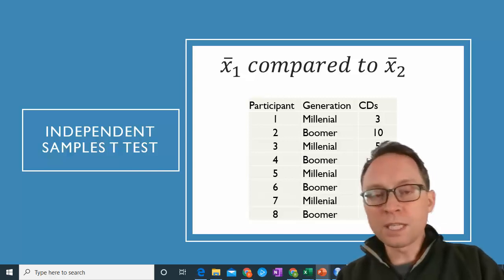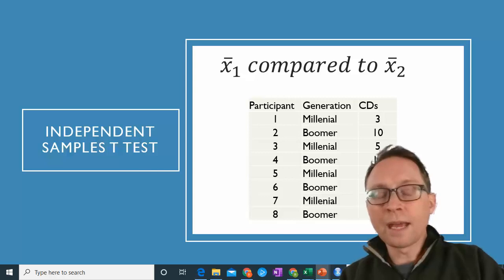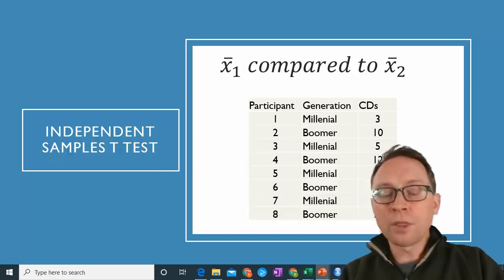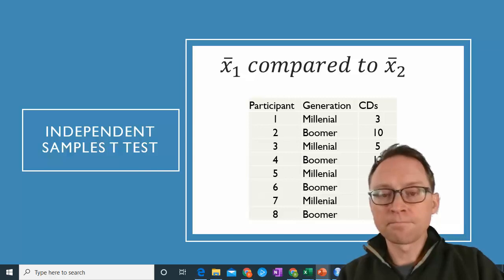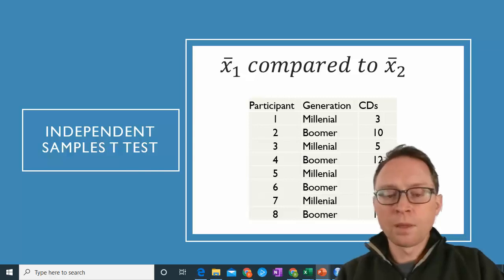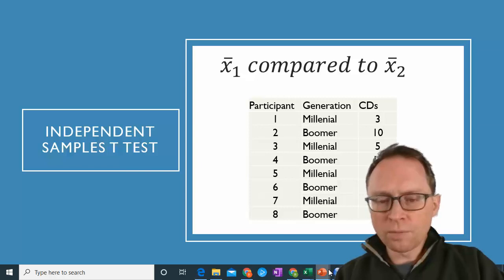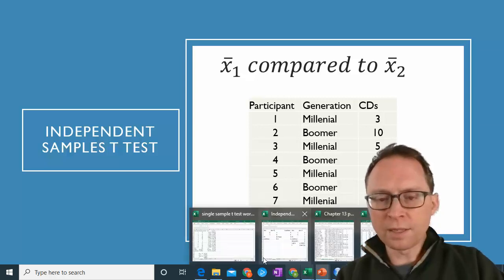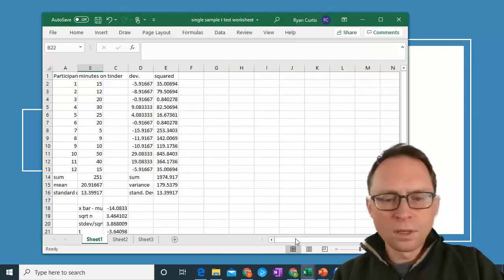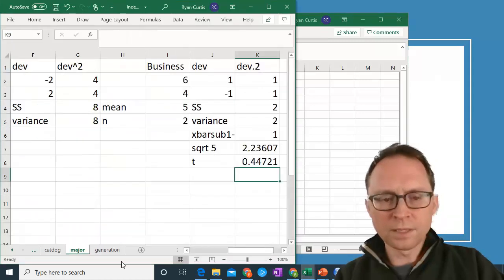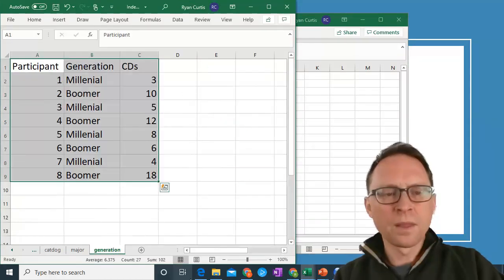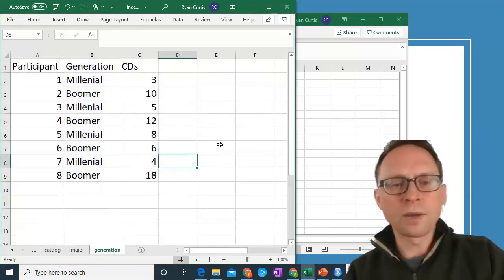Now that you calculated the T, go ahead and see whether or not we're going to reject or fail to reject the null hypothesis. Okay, so with this, let's go ahead and calculate it. That's not the right one. This is the right one. Okay. So I already entered the data right here.